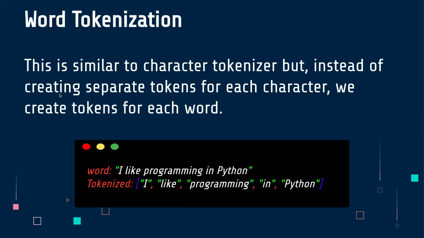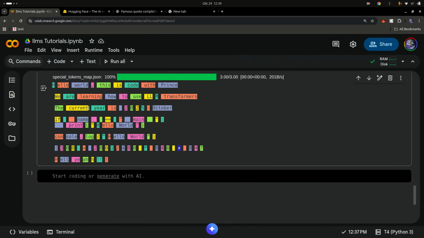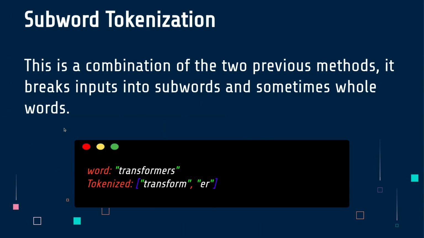And then we have word level. Word level explains itself. Given a sequence of inputs, it breaks it down into words, and each word will be a standalone token on its own. For example, here: current, October, transformers, prints, code, width, all of this is simply standalone words: main, name, if, standalone. That is word tokenization. And then we have what we call subword tokenization.